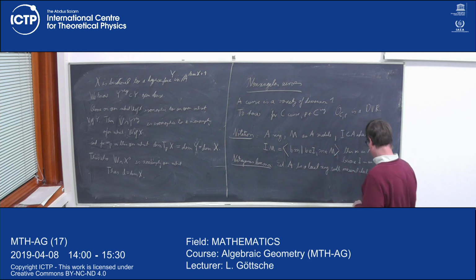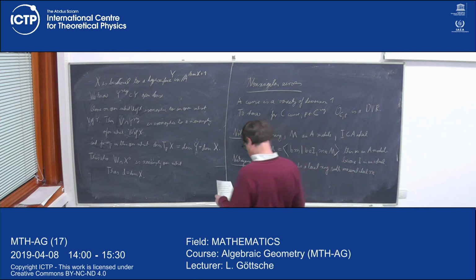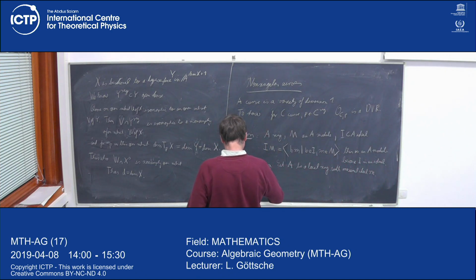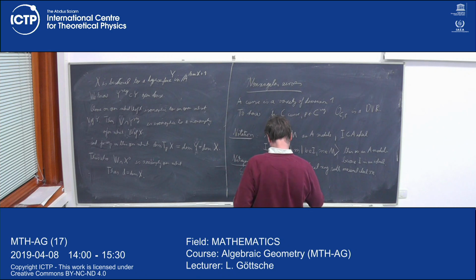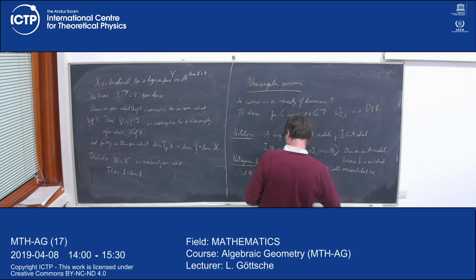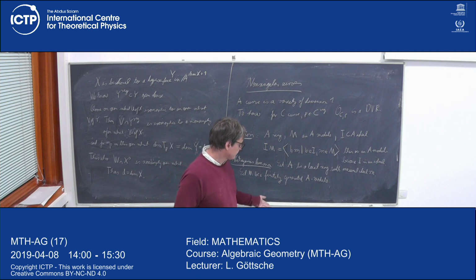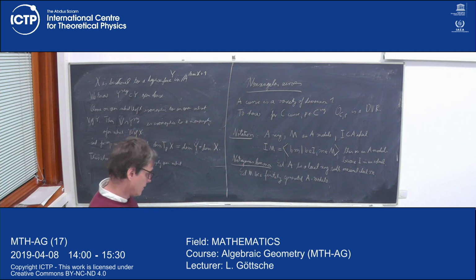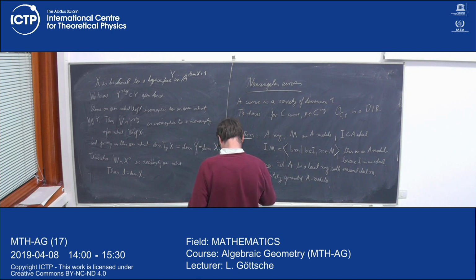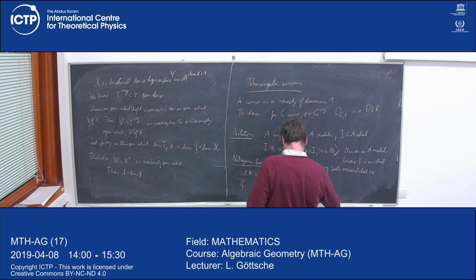Unique maximal. Okay. And I take M to be a finitely generated A module. So every element can be written as a finite linear combination of finitely many elements in M with coefficients in A. So if M is equal to 𝔪 times M, then it follows that M is the 0 module.